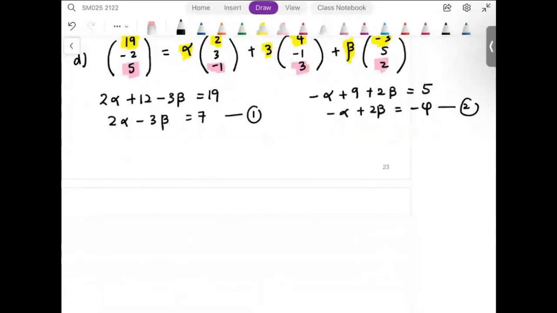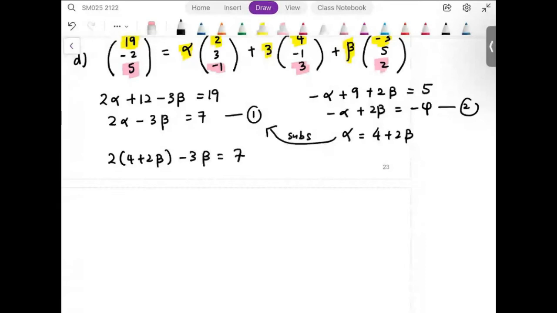After that, dah boleh lah perform simultaneous equation. Up to you nak pakai apa-apa. Saya pakai substitution. So, 2 beta minus 3 beta equal to 7. Beta in this case would be negative 1. And then simplify that out for alpha. Alpha in this case would be 2.